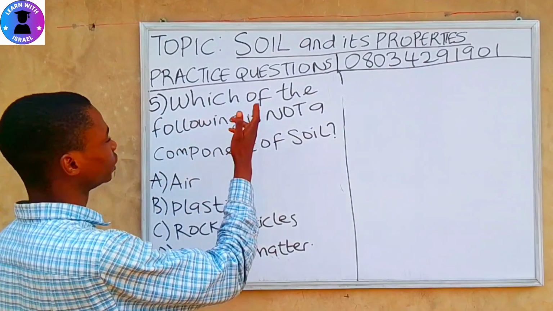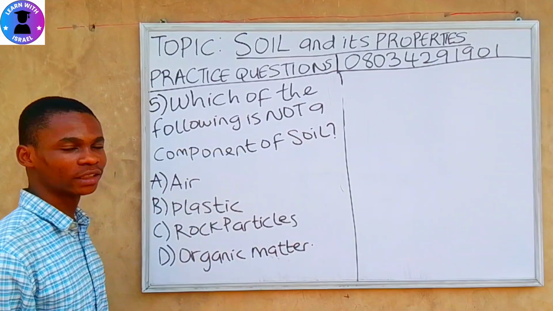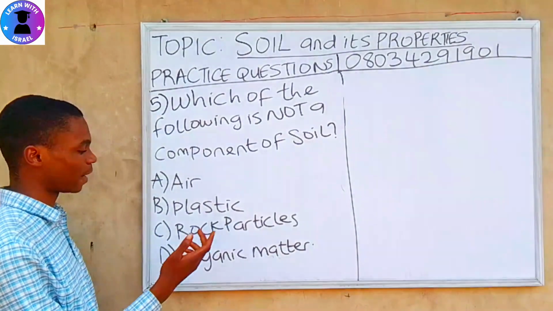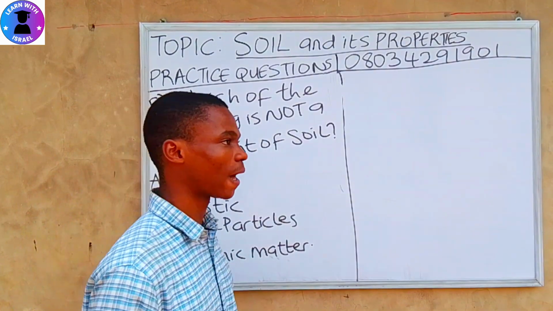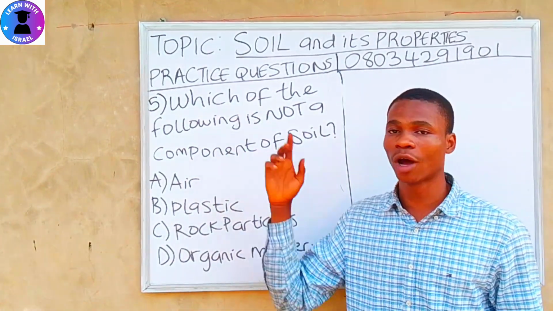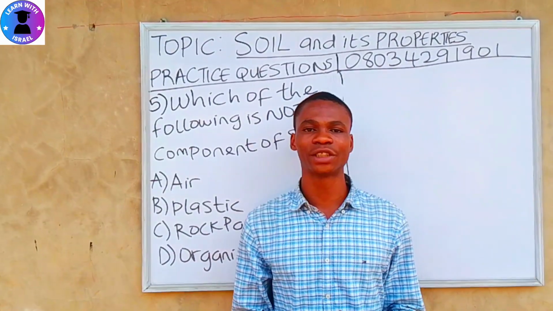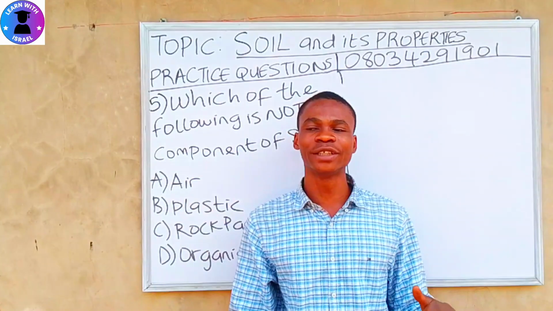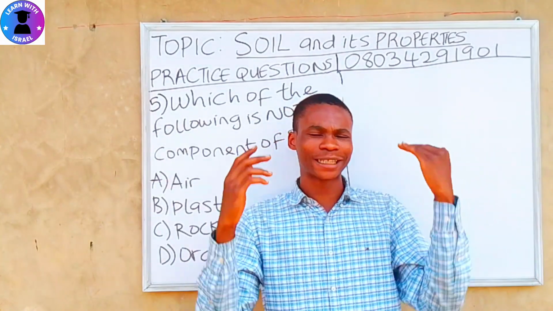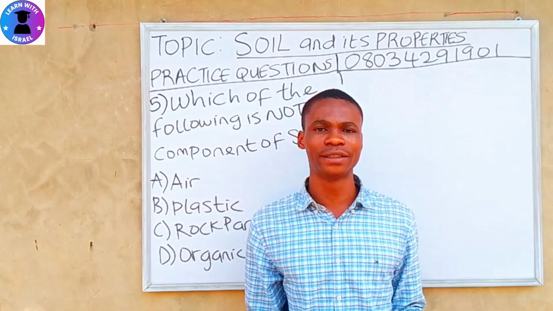Question 5. Which of the following is not a component of soil? A. Air, B. Plastic, C. Rock particles, D. Organic matter. I won't be answering this question. I'll leave it to you to drop the answer in the comment section. By now, you should have a better understanding of soil.